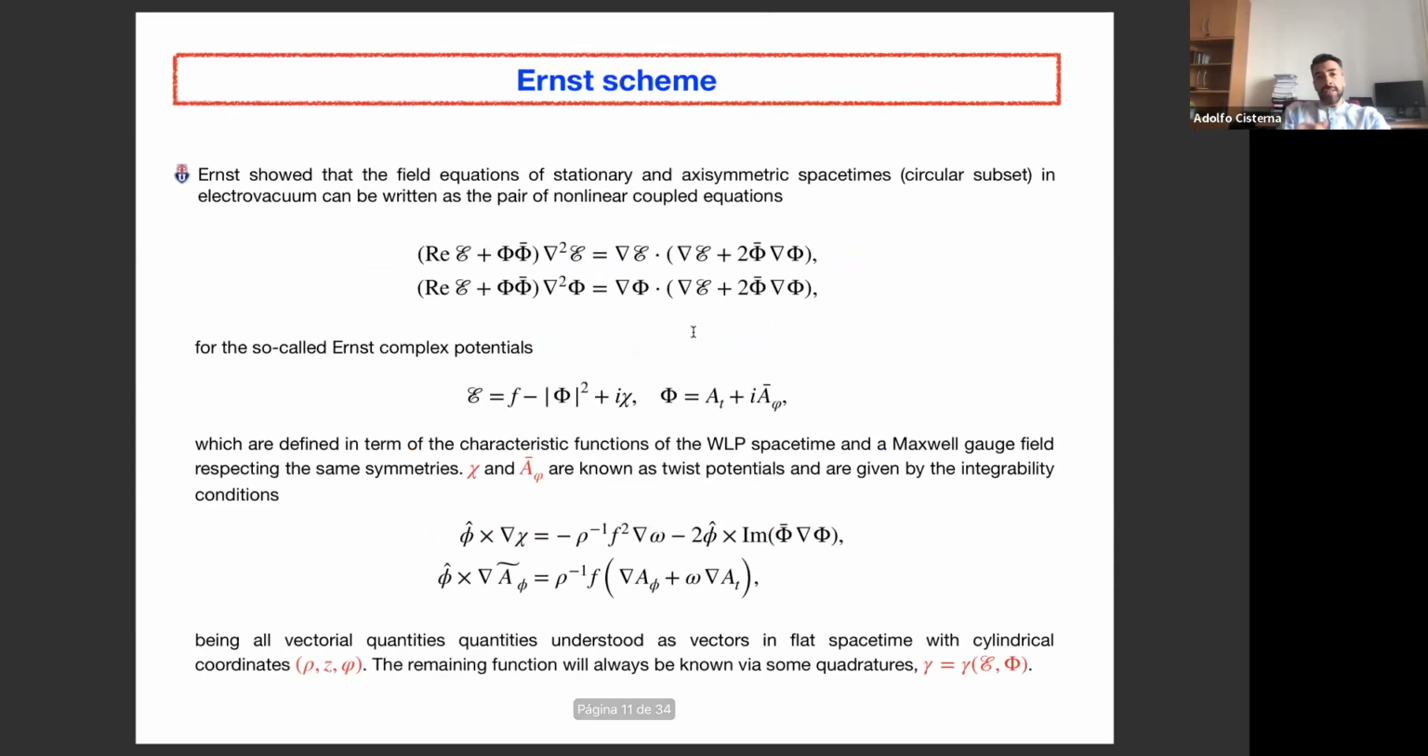So basically, Ernst has shown that for spacetimes that are, again, stationary, axisymmetric, and also circular, the field equations of the Einstein-Maxwell system can be reduced to this couple of nonlinear complex vectorial equations you see here, where this capital epsilon and capital Phi are two functions that I'm defining here, and that are defined in terms of the metric function and the gauge field of my original Lewis-Papapetrou configuration.